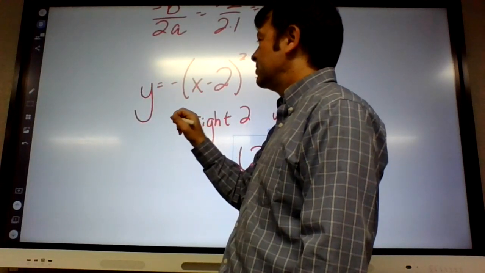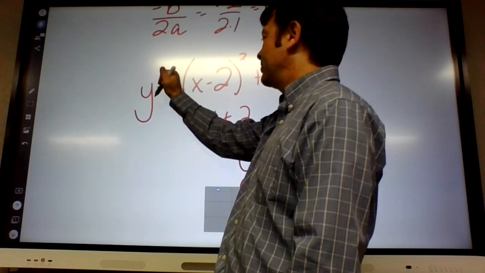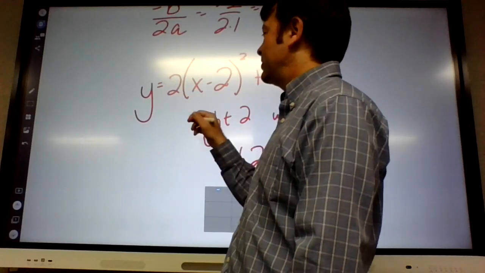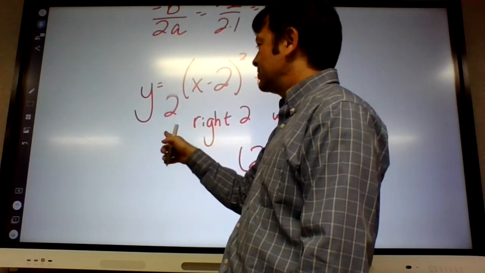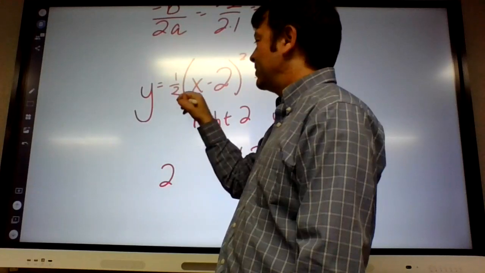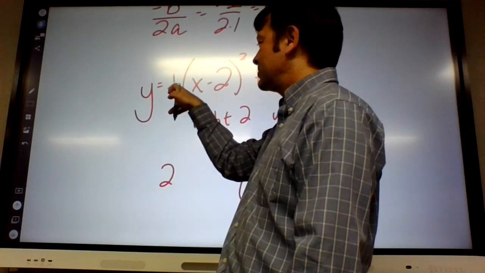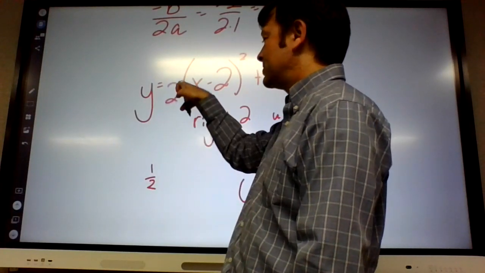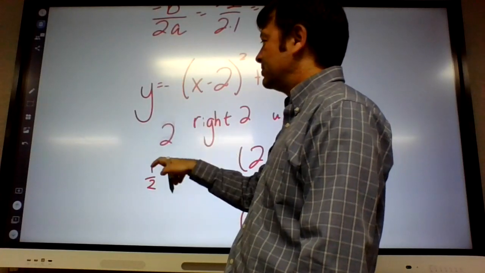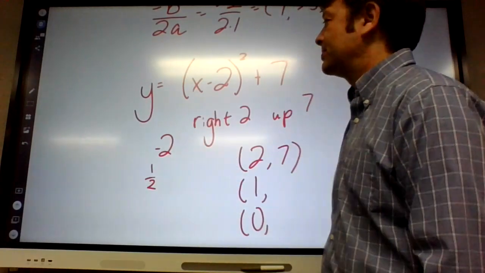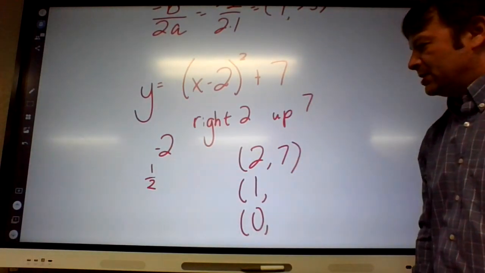Okay, what do you guys think would happen if I put a negative right there? It would go down, flip it upside down. What if I put a 2 right here? Then it would go up twice as fast. Or a 1/2 right here. Half as fast. So this is flatter. This is steeper. This is upside down and steeper.